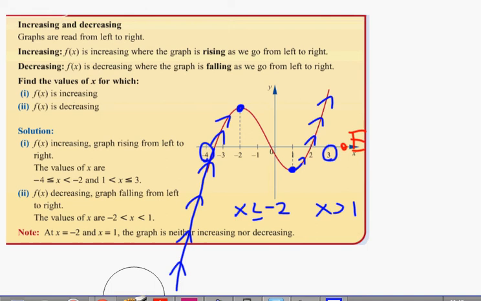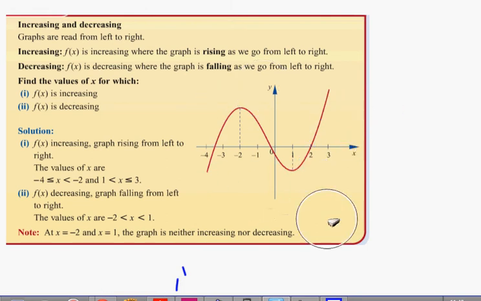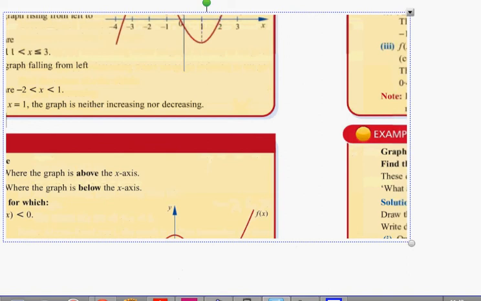Alright guys, what about decreasing? Anybody tell me anything about decreasing? Decreasing? Falling from left to right. Yep. It starts at minus 2, ends at 1. So minus 2 is less than x is less than 1. And any other time it's increasing. At x equals minus 2, at the turning points, the graph is neither increasing nor decreasing.